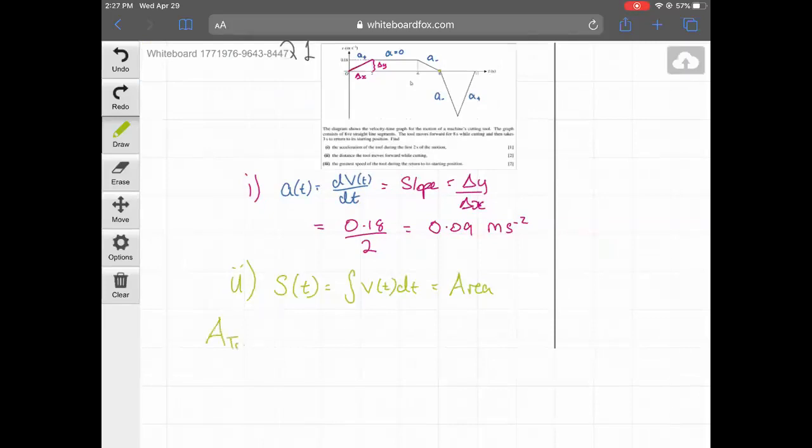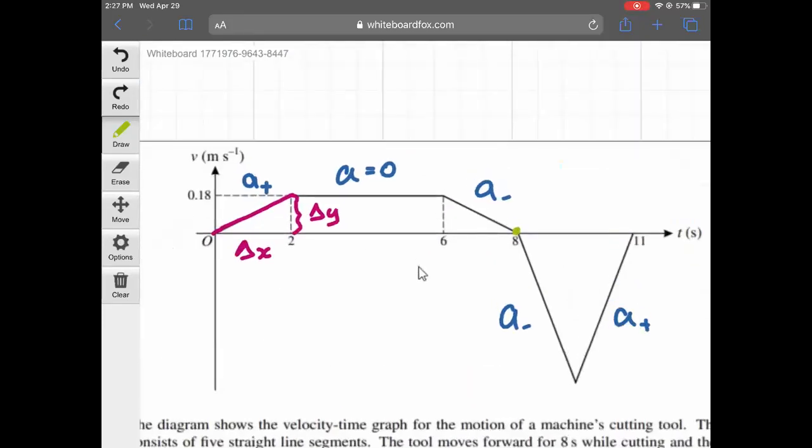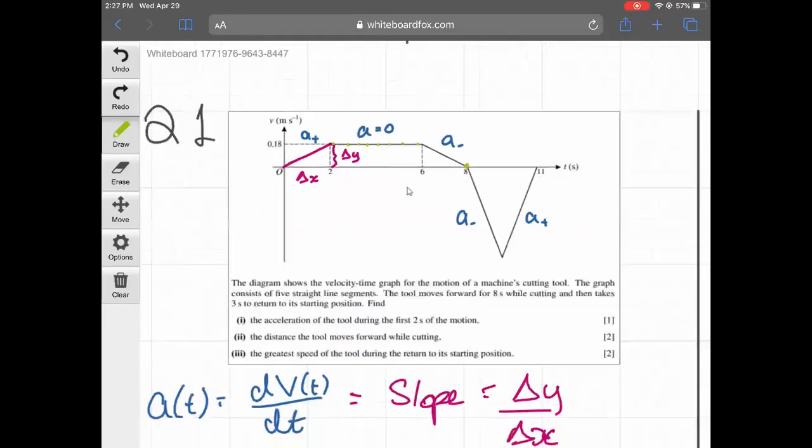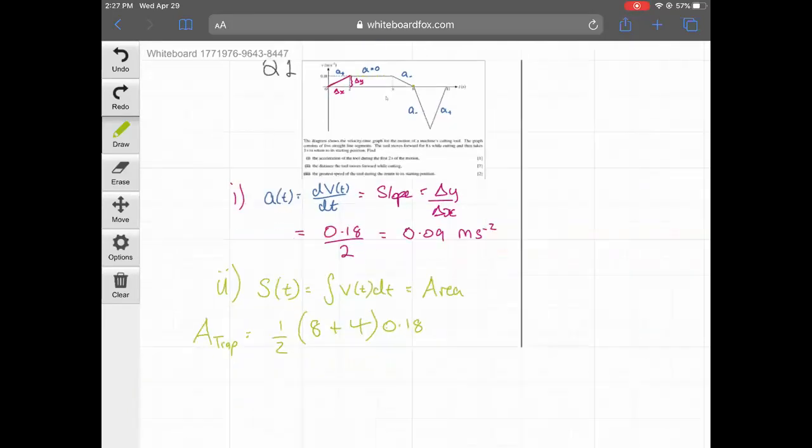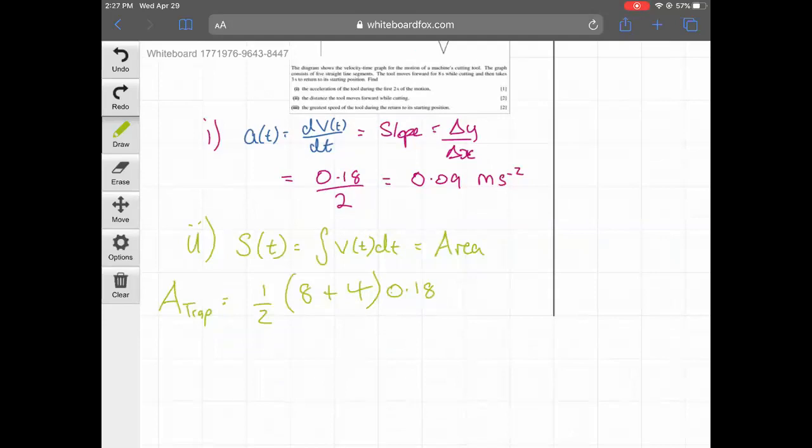So the area of a trapezium is a half times the parallel sides added together. So we've got 8 plus, and the other parallel side is this one along the top here, which has a length of 4, times the height. So that's a formula you need to memorize, right? Half the sum of the parallel sides times the height between them. That's the way you calculate the area of a trapezium.